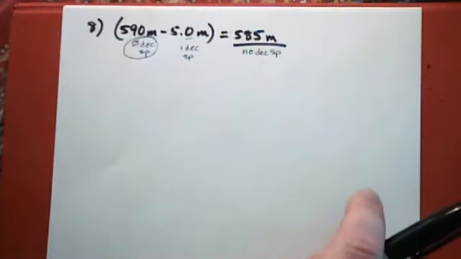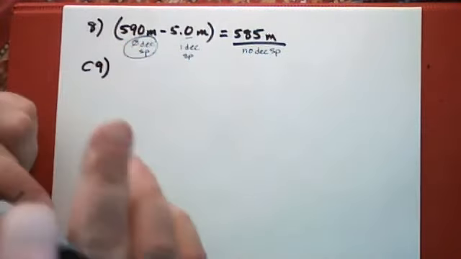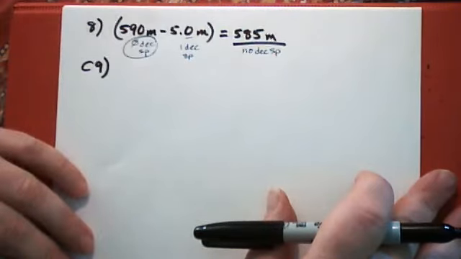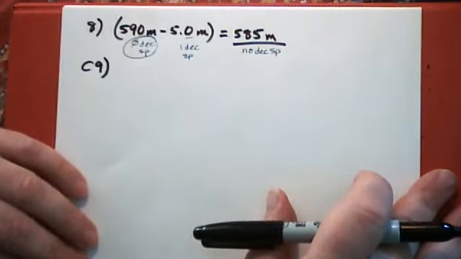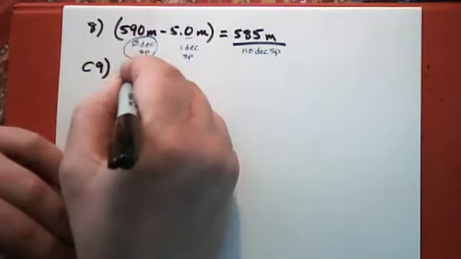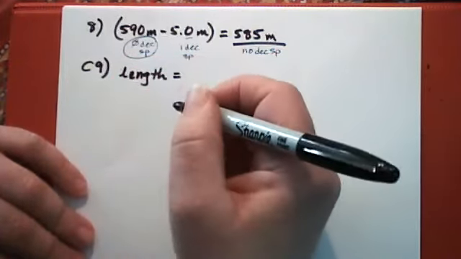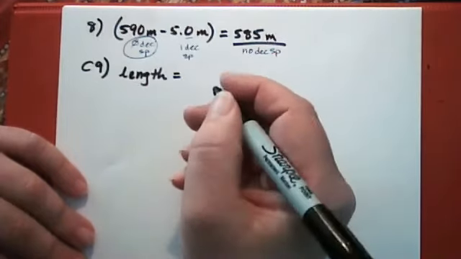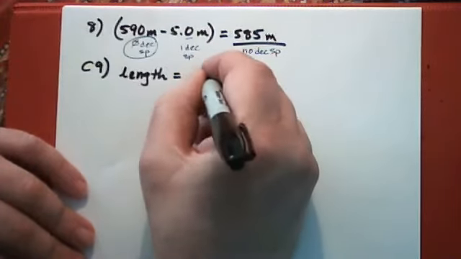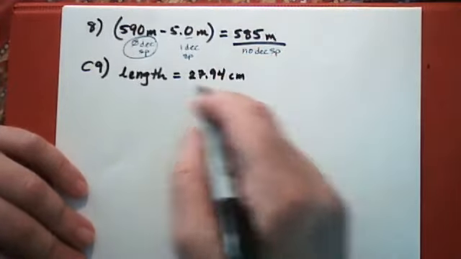Okay. The next exercise here is number 9 in part C, and it involves measuring the length and width of a piece of paper in centimeters. Okay, the length of a piece of paper, if you do this with a metric ruler that's marked off in centimeters and millimeters, you should come out with 27.94 centimeters for the length of the paper.